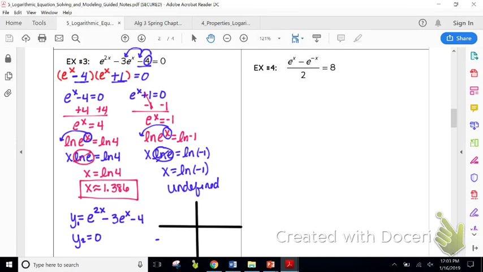I was way too far over. And we know that y2 equals 0 is right there on the x-axis. So then we can find the intersection. Alright, so we find the intersection. Hopefully we get 1.386, 0, because that was our solution.